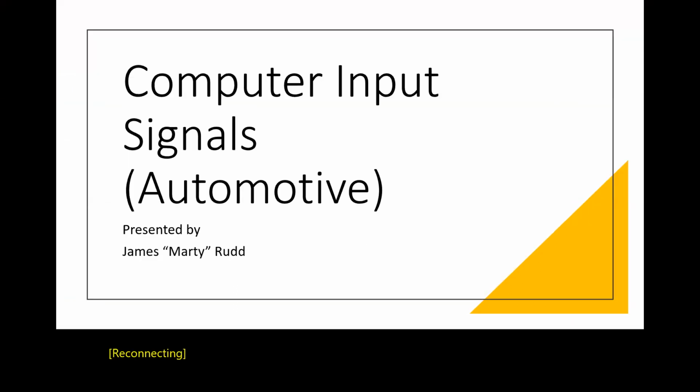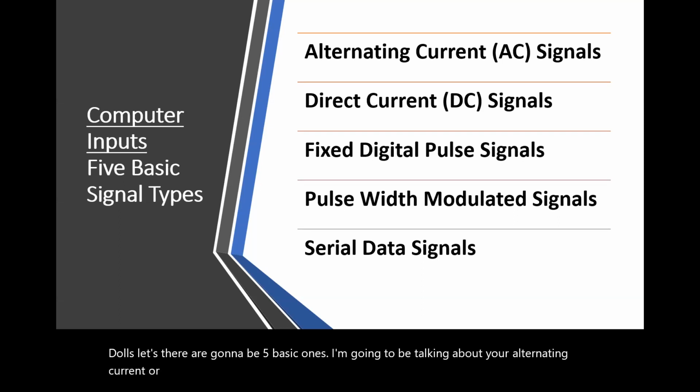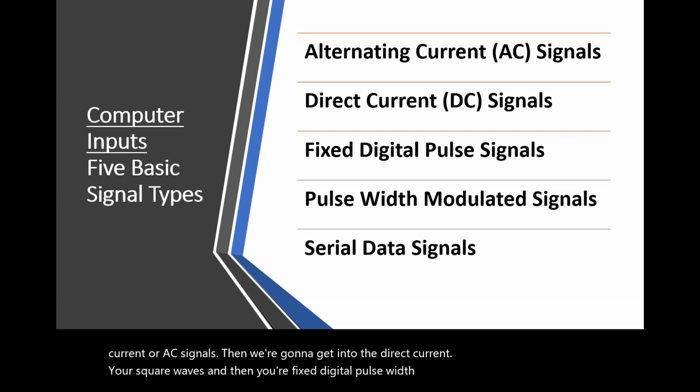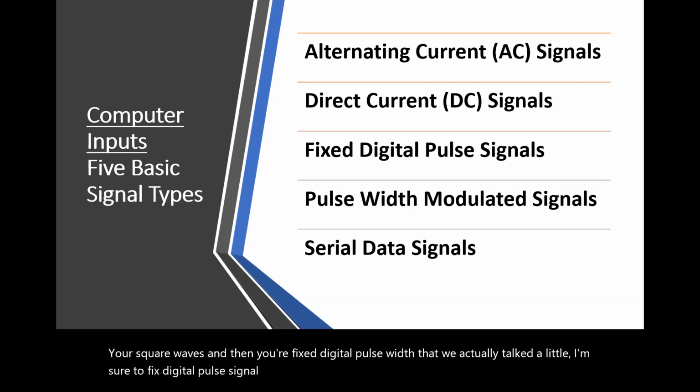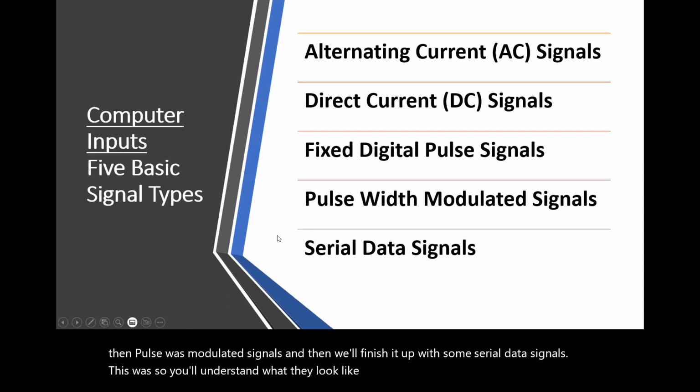All right, input signals, there are going to be 5 basic ones. I'm going to be talking about your alternating current or your AC signals. Then we're going to get into the direct current, your square waves, and then your fixed digital pulse signals that we kind of talked about in a previous introduction, and then pulse width modulated signals, and then we'll finish it up with some serial data signals. This was so you understand what they look like. I'm going to give you some examples too.